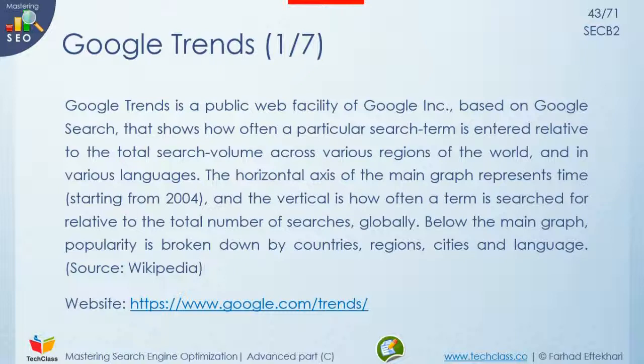Now let's get familiar with Google Trends. Google Trends is a public web facility of Google Incorporation based on Google search that shows how often a particular search term is entered relative to the total search volume across various regions of the world and in various languages as well. The horizontal axis of the main graph represents time starting from 2004, and the vertical is how often a term is searched for relative to the total number of searches globally. Below the main graph, popularity is broken down by countries, regions, cities, and languages. And here's also the link to the website of Google Trends.